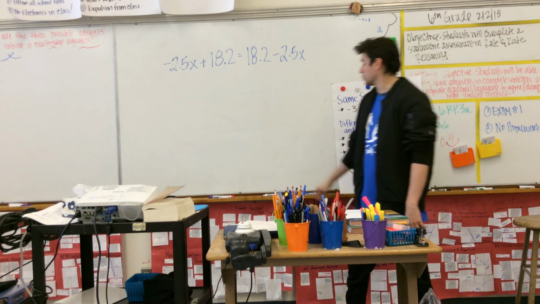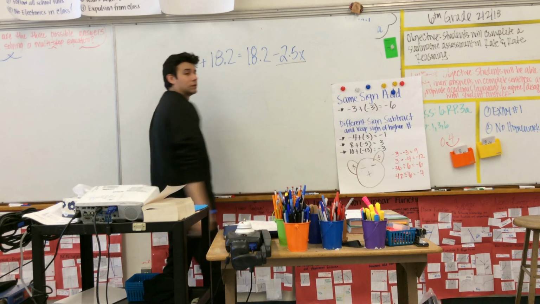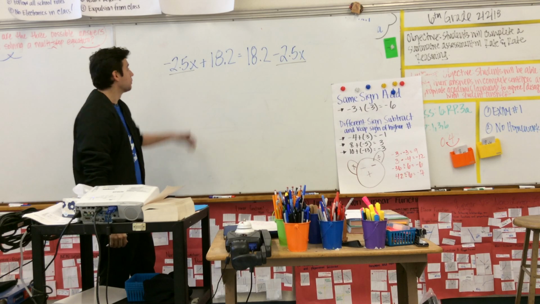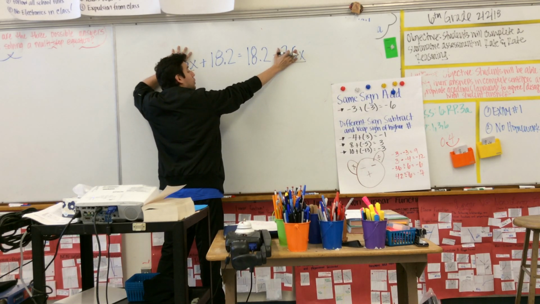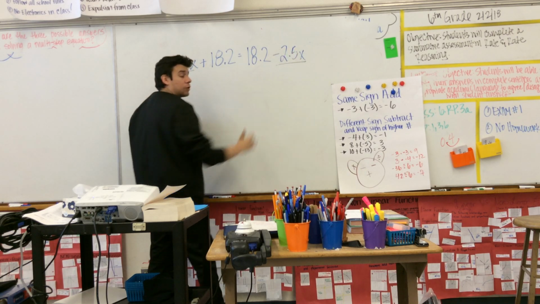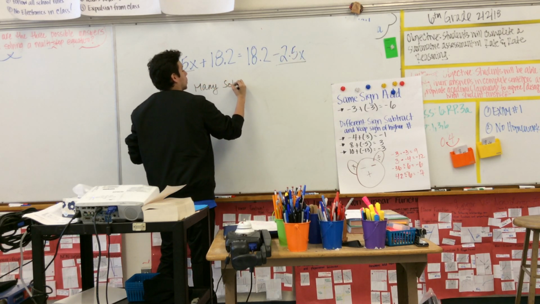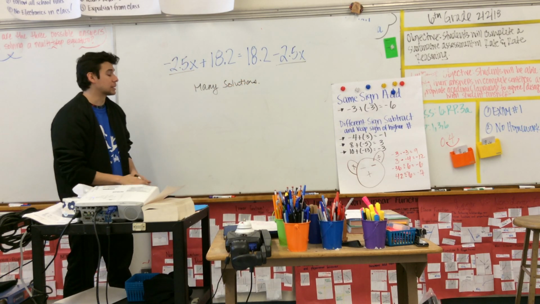I have variables on both sides. Let me look at my two variables. Oh shoot, they're identical twins. So I know eventually these will cancel out. So I'm left with 18.2 is equal to 18.2, where they're still the same. And I could just say many solutions. And you're done. That's a special case.